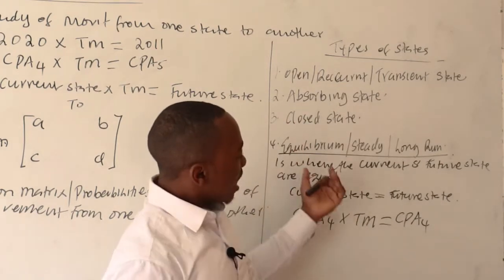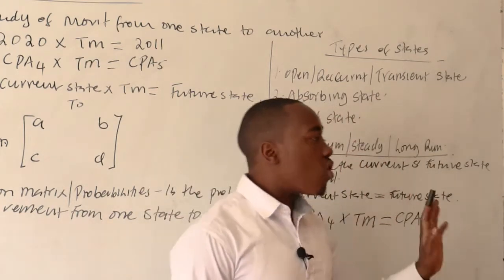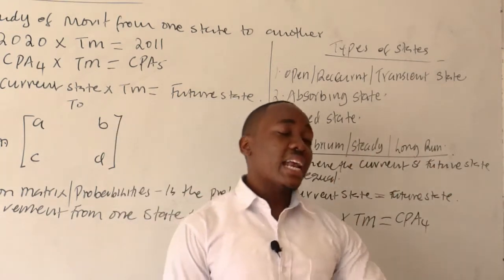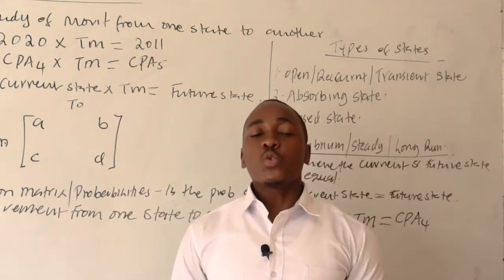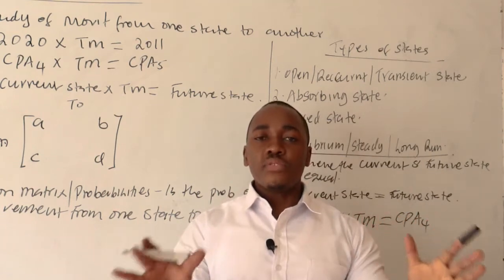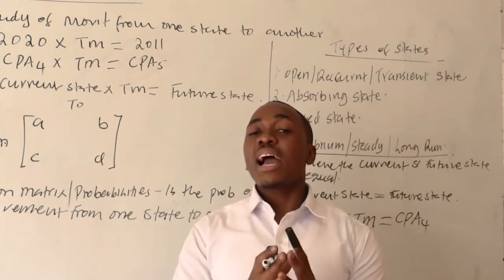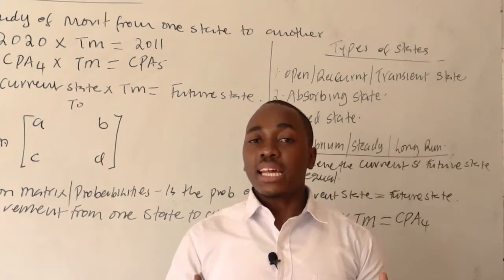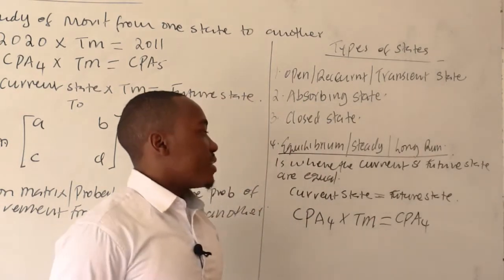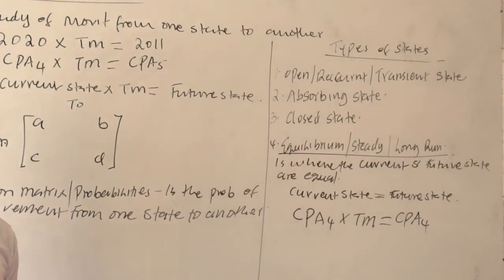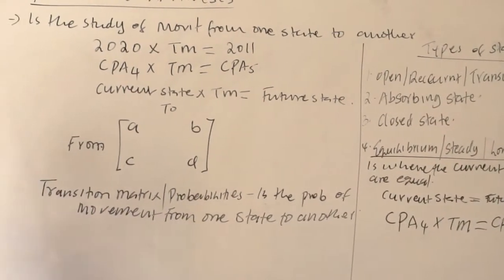And lastly, we have the equilibrium or steady or long run state. We have said that the long run state is where the current state and the future state are the same. That means that the transition matrix has no effect on the current state. So that's it. Now I want us to look at something else.